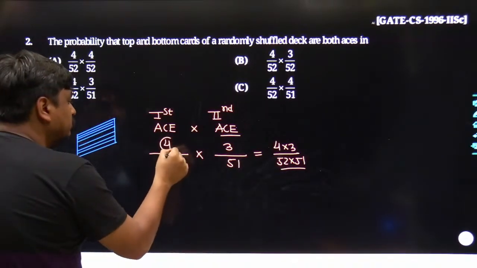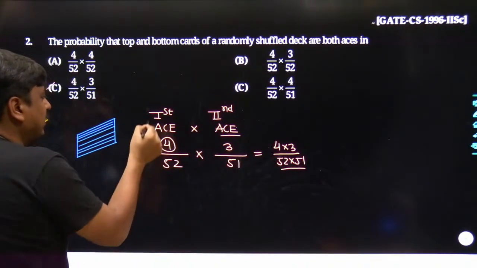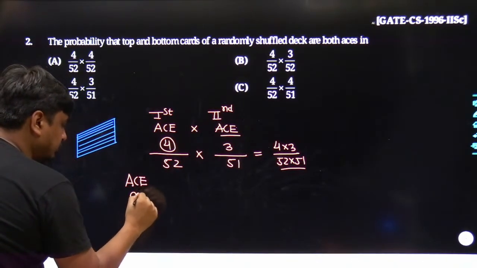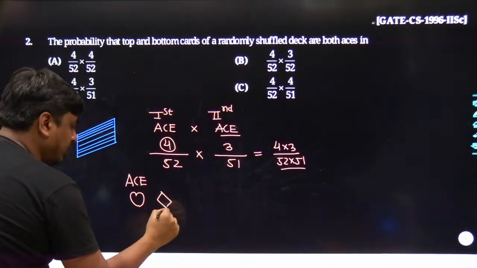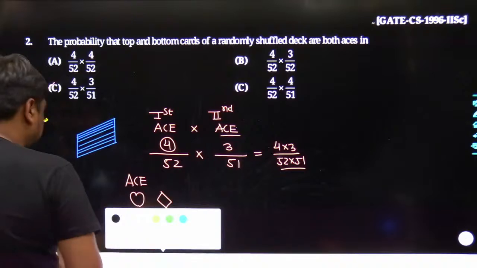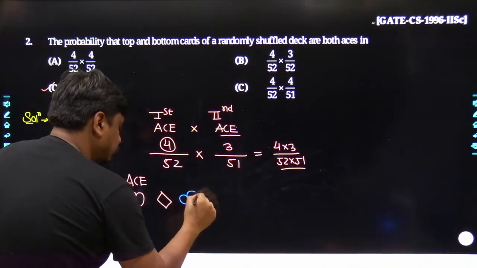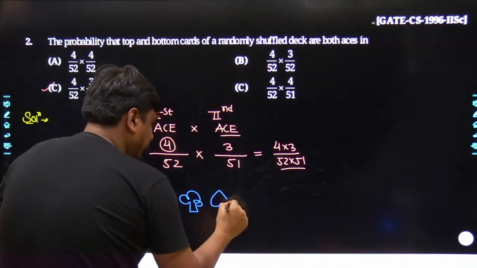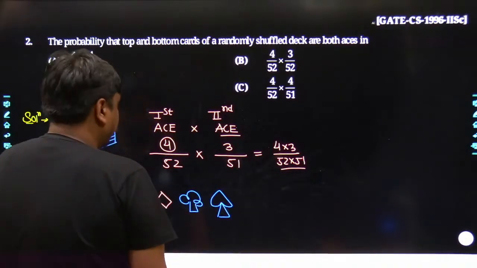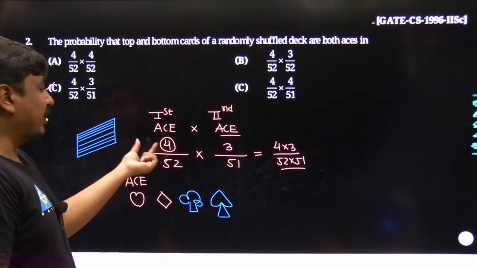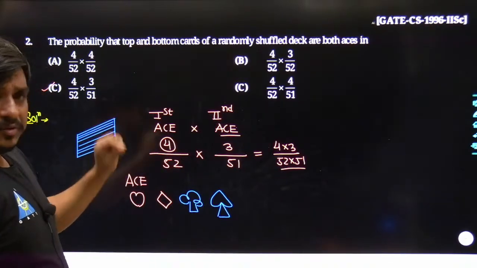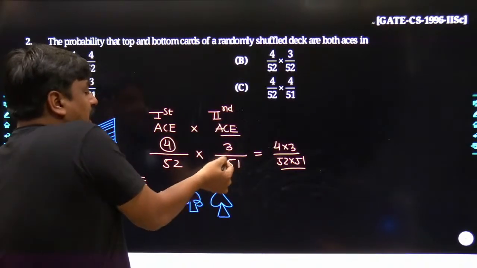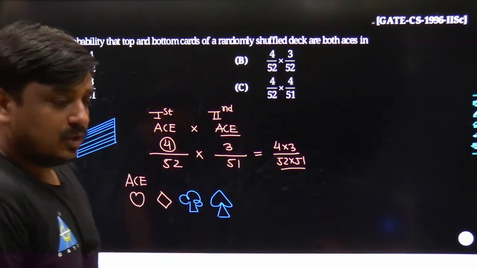How has this been 4? It could have been 4C1, or you can say the ace could have come from heart, or it could have come from diamond, or from club, or from spade. So the 4 possibilities you had at the very beginning, but once one card has been withdrawn, you have been left with only 3 ace cards. So here it becomes 3C1 and the number of cards has been reduced to 51 out of 52.